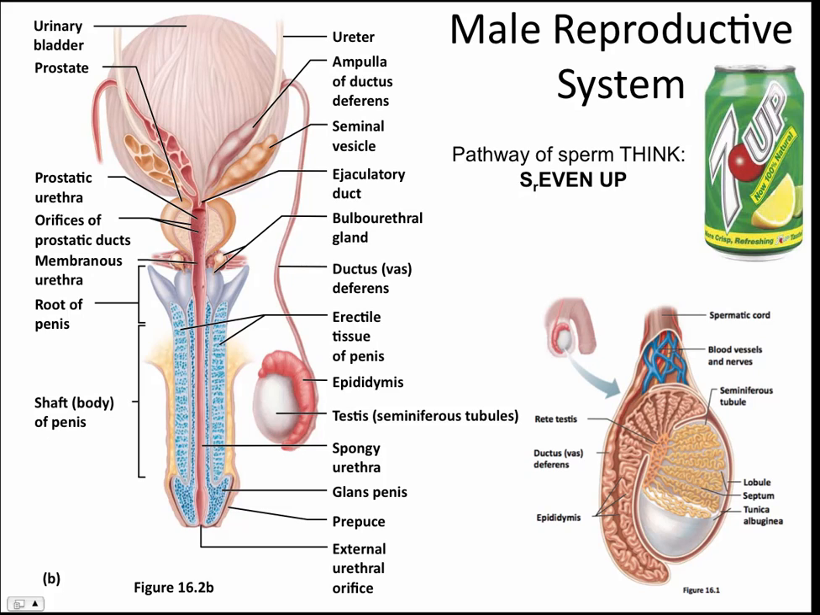Let's now take a look at the different structure of the male reproductive system. Here we have the testes. Inside of that house is the seminiferous tubules, right over here. Above this we have the epididymis. This long tube we have is this ductus deferens.